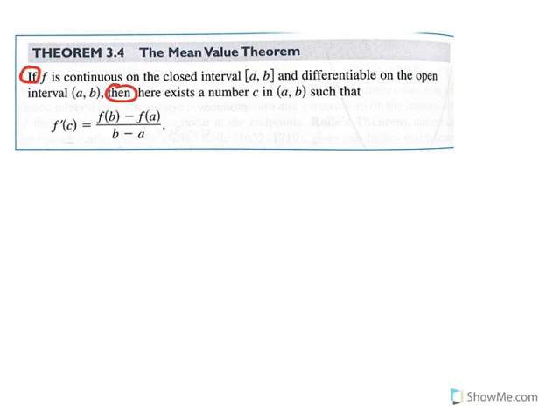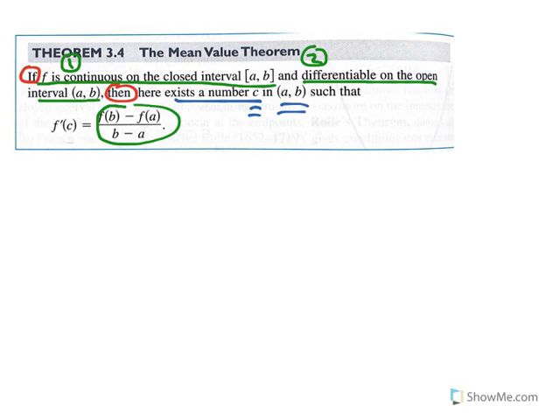And the hypotheses of the mean value theorem are that you have a function f that is continuous on the closed interval a to b, so that's one hypothesis. And the other hypothesis is that this function f is differentiable on the open interval from a to b. So if those two conditions are satisfied, the mean value theorem guarantees the existence of a particular number c between x is equal to a and x is equal to b, such that the derivative of the function f at c will be equal to this difference quotient.